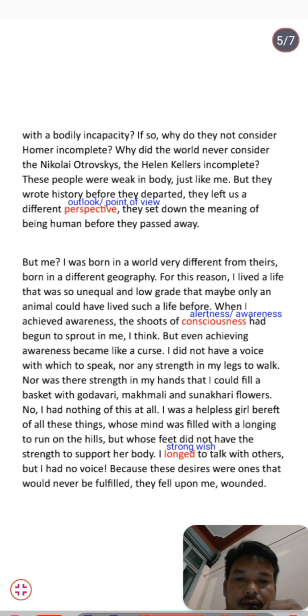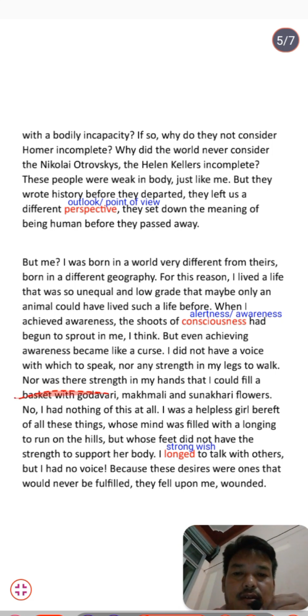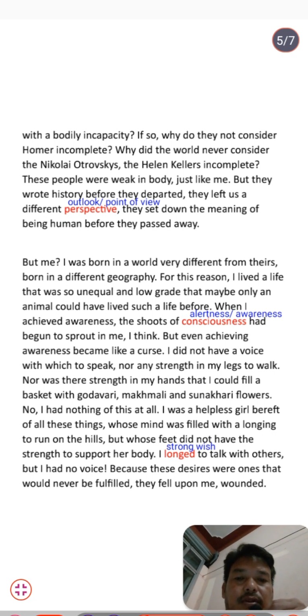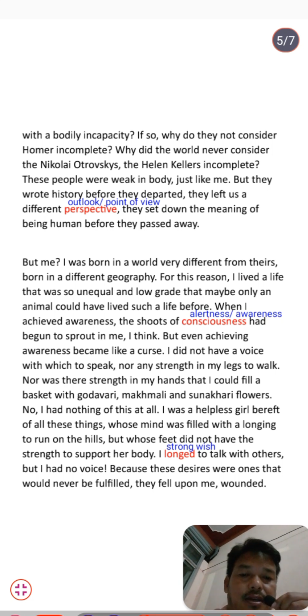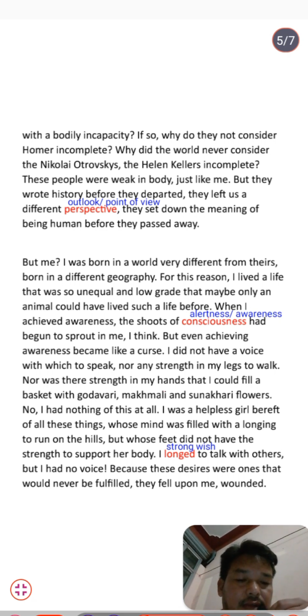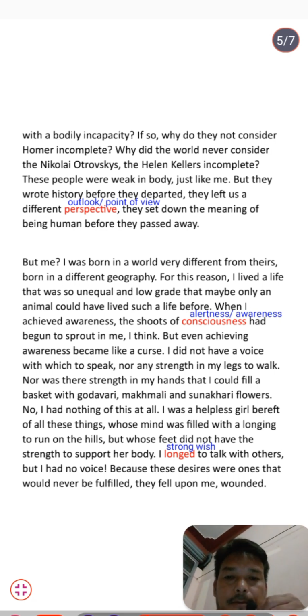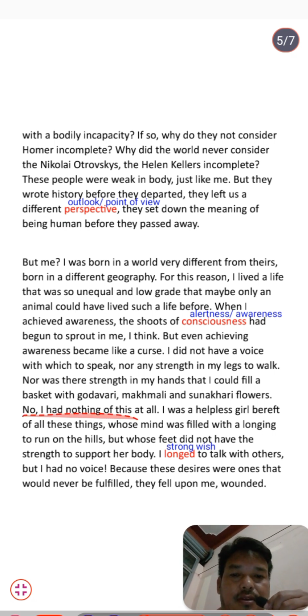Nor was there strength in my hand that could fill a basket with Godavari, Mahakali, and Sunakhari flowers. And also, I don't have power in my hand so that I can lift up the basket of Godavari, Mahakali, and Sunakhari flowers, she says. No, I had nothing of all that, nothing of this at all.